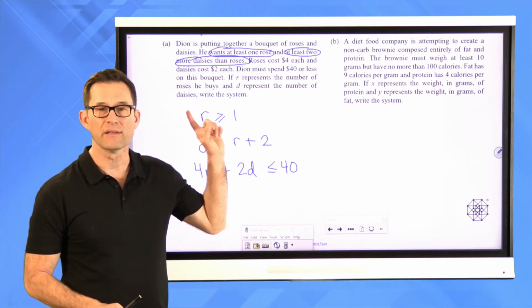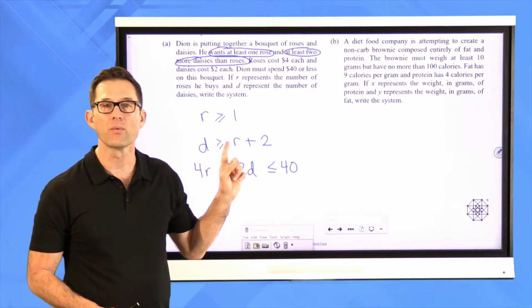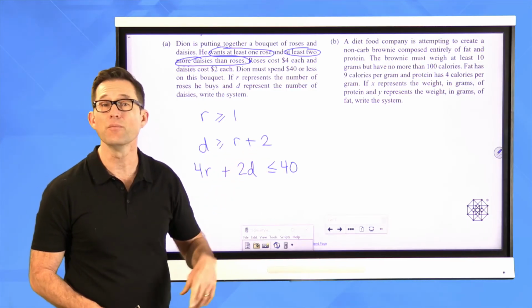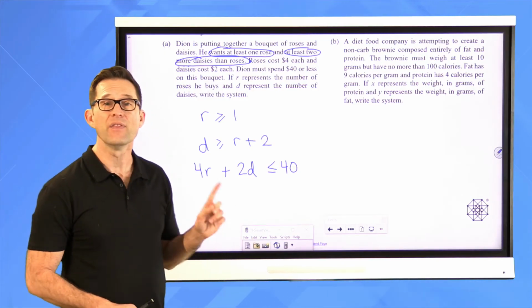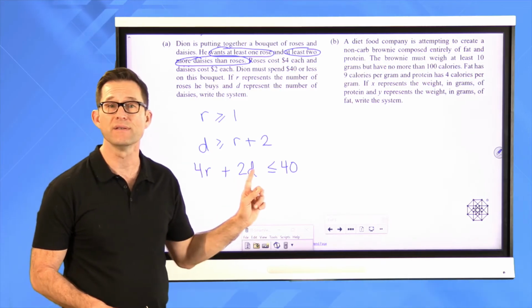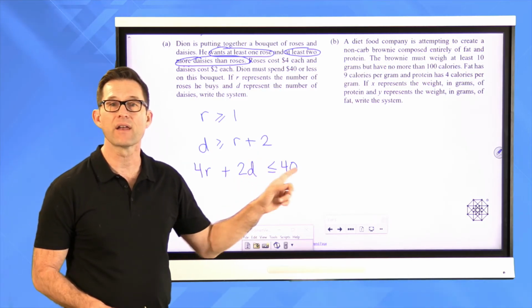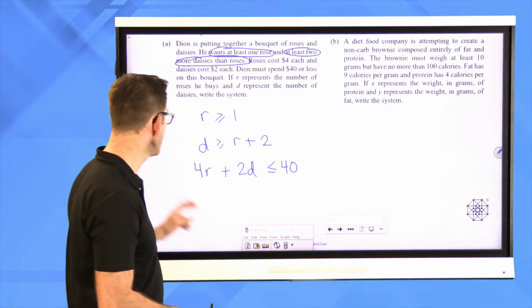Right? That's it. That's my system of inequalities. He must have at least 1 rose. The number of daisies he has must be greater than or equal to the number of roses he has plus 2, because he wants to have at least 2 more daisies than roses. And finally, the amount of money that he spends on the bouquet, $4 per rose, $2 per daisy, must be less than or equal to $40. All right, let's take a look at another one.